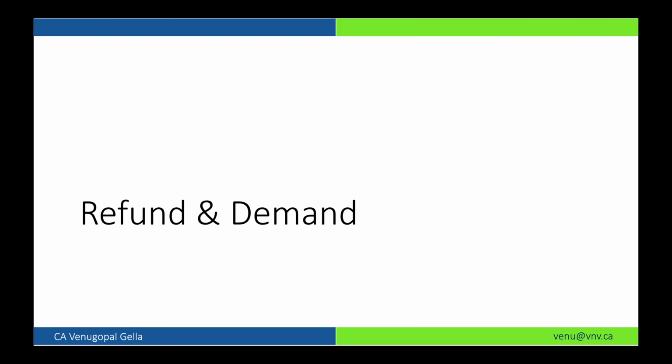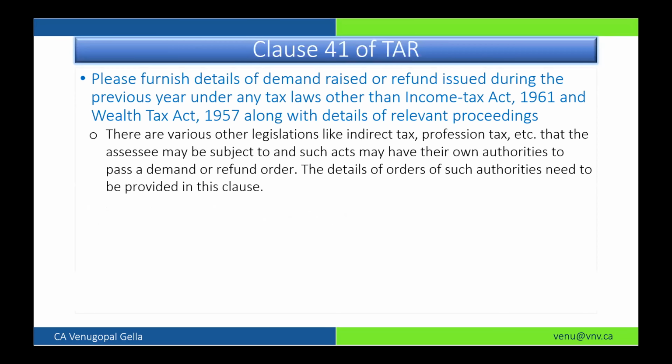Now coming to the part of refund and demand, as has been discussed in the tax audit report, in clause 41 you have to give disclosure of demand, if any raised, or refund, if any issued. Now, this is not only in relation to GST, but I said we will be restricting ourselves to GST. So you have to check: if you go to GST portal, services, user services, there is an option view notices or view additional notices. Over there, you can check whether any notices are showing or not. But it's not that every notice will appear on the government portal.